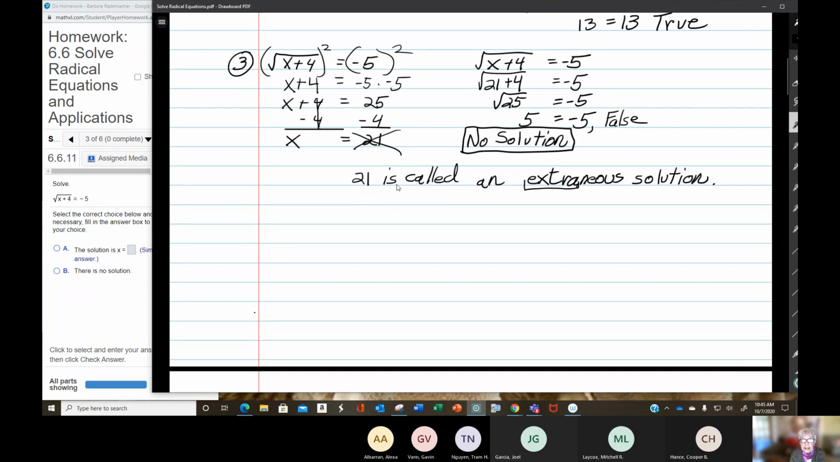Okay, this is 21. 21 is the solution of x plus 4 equals 25. That's true. But it's not the solution of the original equation. And that happens quite a bit here.